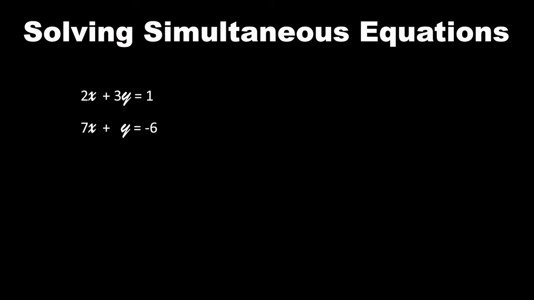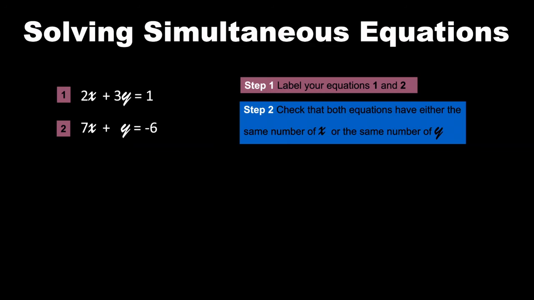Even if you were with us for our introductory lesson, you're going to want to write the steps down. Remember, step 1 was to just label our equations 1 and 2. Step 2 is going to change in this case because it was just to check that both of the equations have either the same number of x's or the same number of y's.